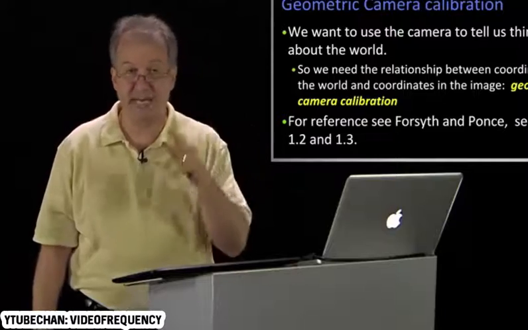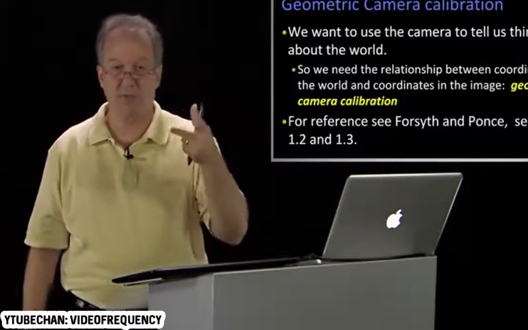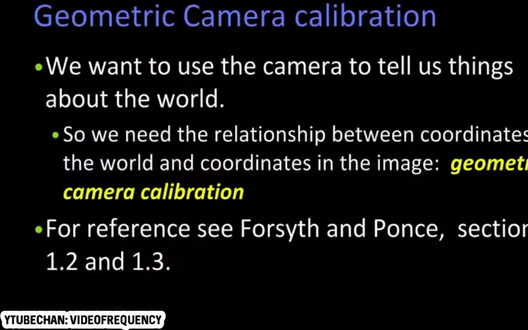In order for the camera to tell us about things in the world, we need to know the geometric relationship between the camera and the world. For reference, you can take a look at the Forsyth and Ponce book. The sections are listed here, and there's a nice description.